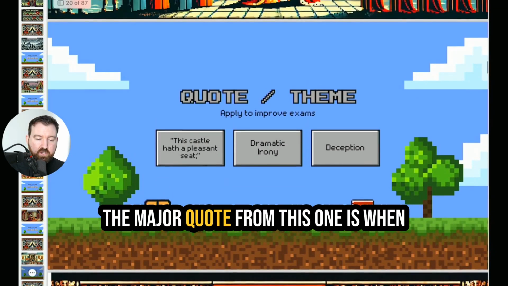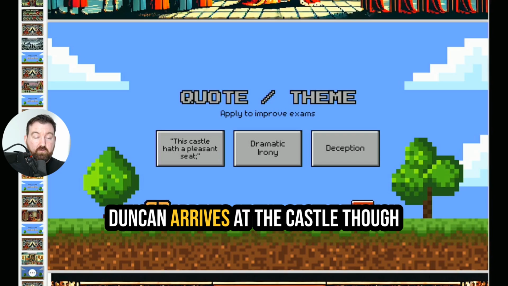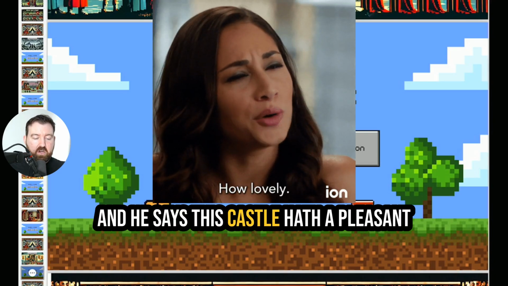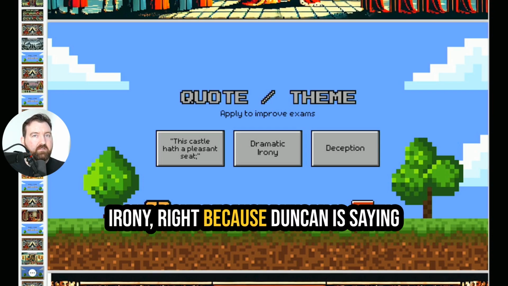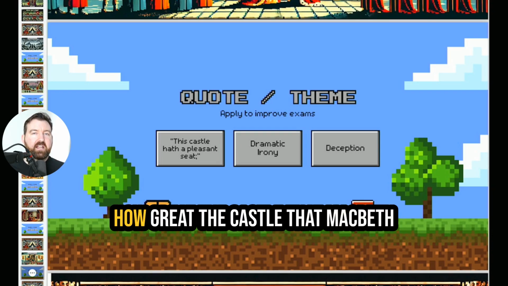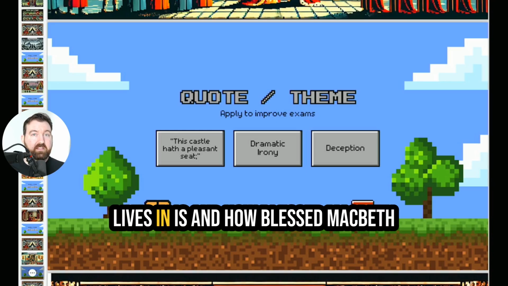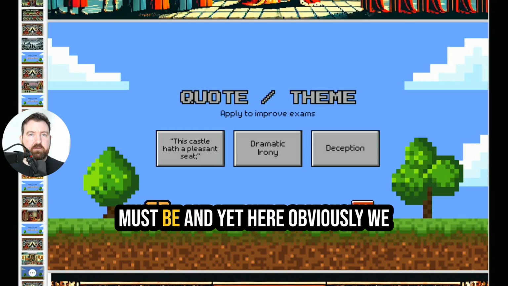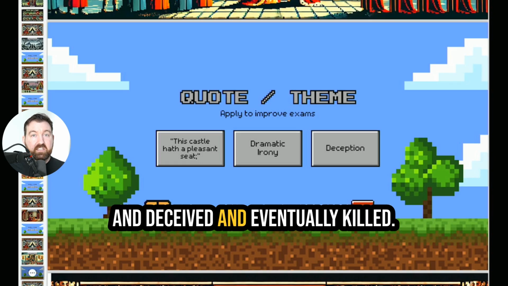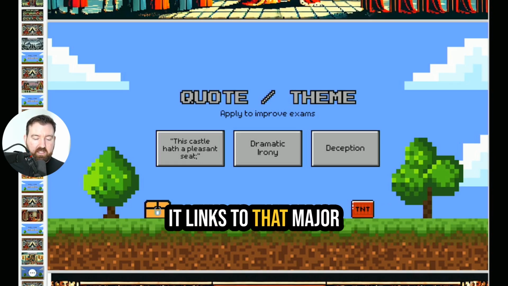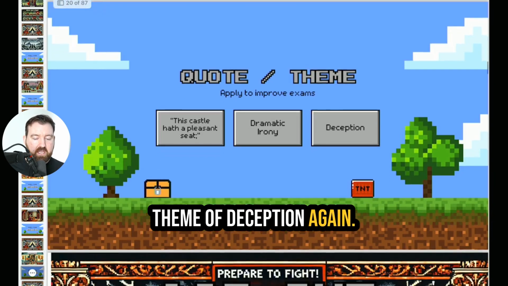The major quote from this one is when Duncan arrives at the castle though, and he says, "This castle hath a pleasant seat." And this is very much dramatic irony, right? Because Duncan is saying how great the castle that Macbeth lives in is and how blessed Macbeth must be. And yet here, obviously, we know that he's about to be manipulated and deceived and eventually killed. It links to that major theme of deception again.